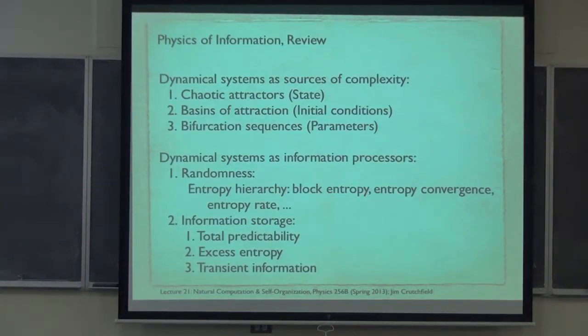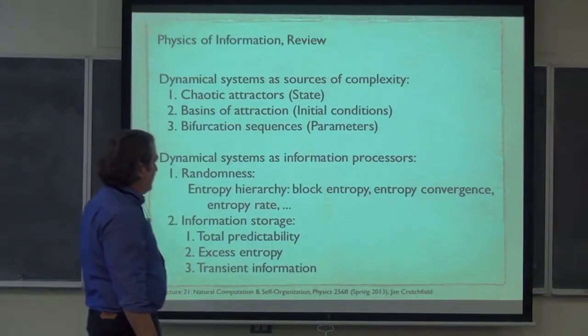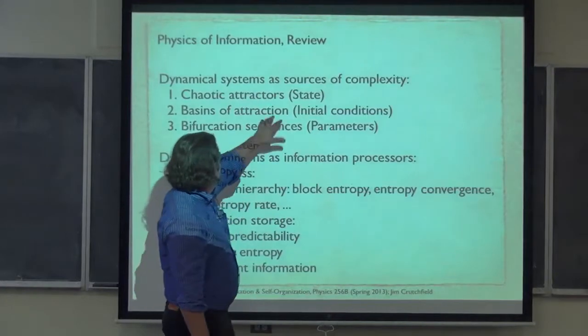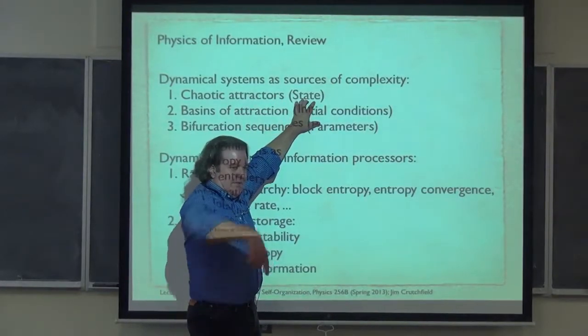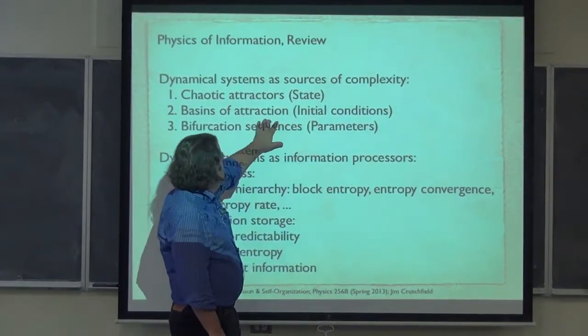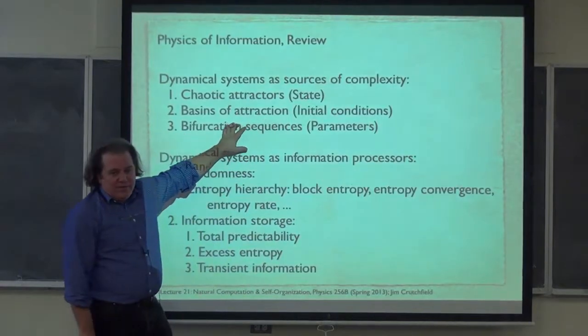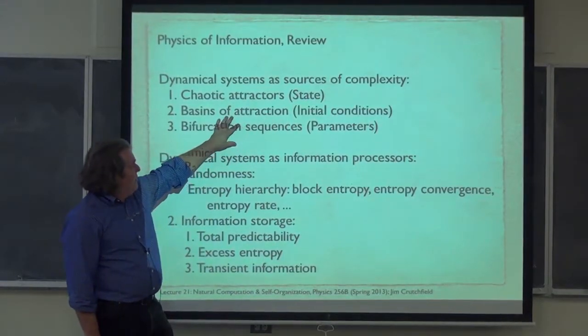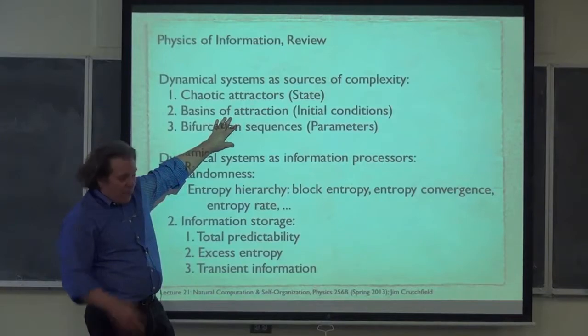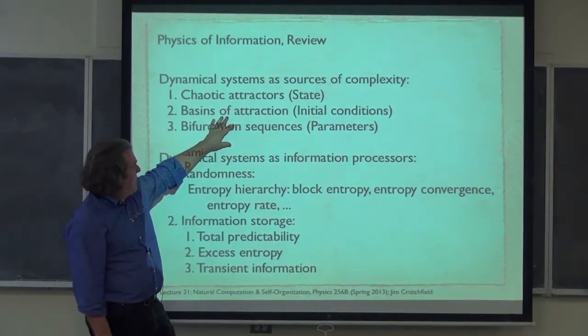So we had this enriched sense of how dynamical systems can be complicated, right? We have the chaotic attractors. That's a notion of state complexity in state space. We didn't really discuss it too much, although I did introduce it when we started, by way of talking about the general theory of dynamical systems.